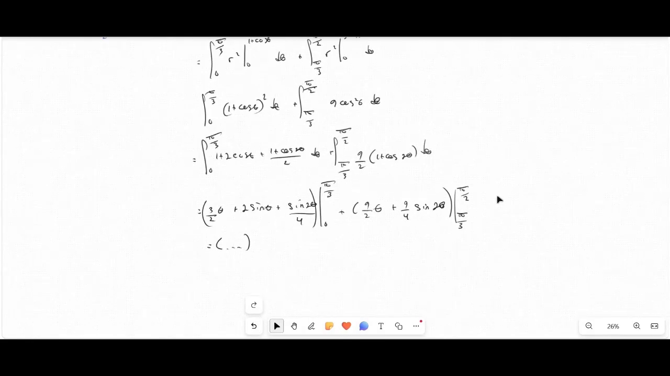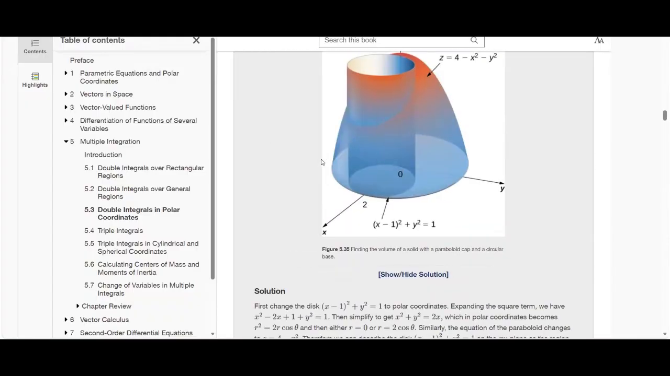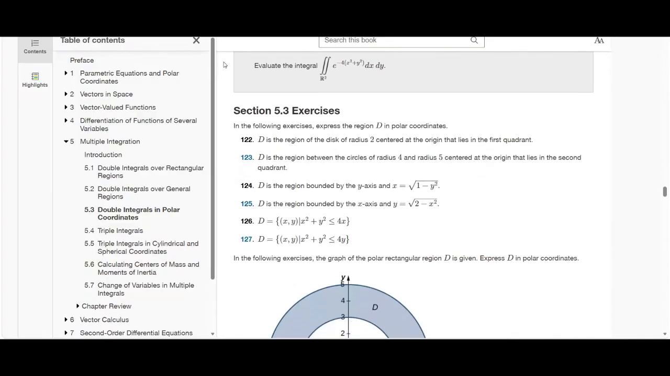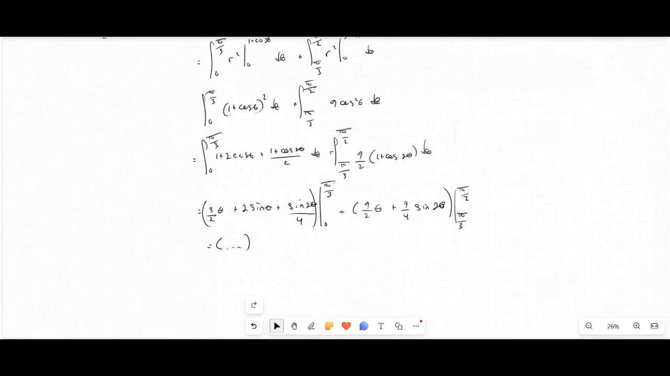Okay, let me just do one real quick look at everything we just did. Yeah, okay. So that is sufficient for 5.3.